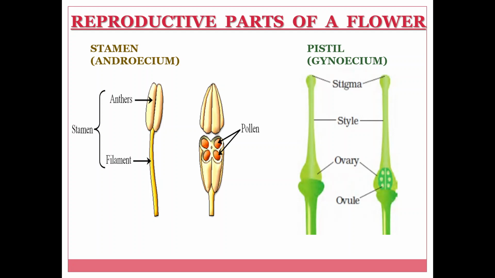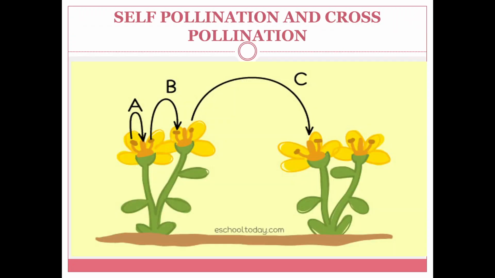And the pistil is divided into three parts, that is stigma, style and ovary. Inside the ovary are present the ovules. The stamen is also called as androecium and the pistil is called as the gynoecium. We have also learnt about pollination. What is pollination, children? Transfer of pollen grains from anther to stigma is called as pollination.